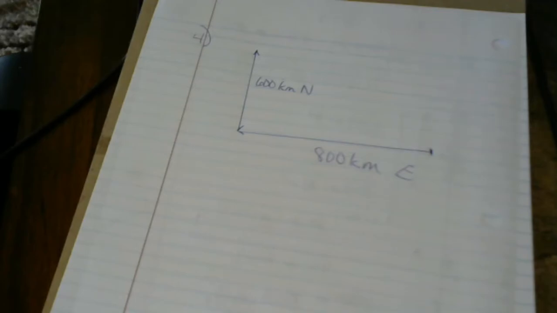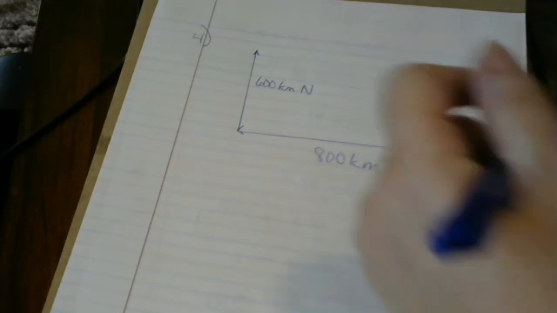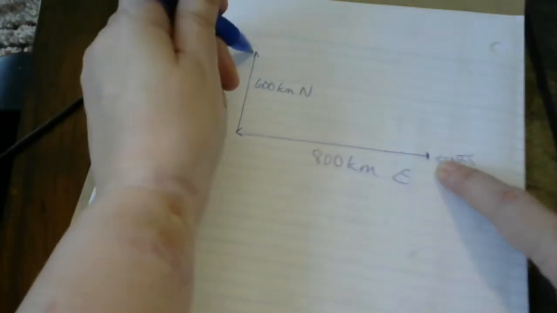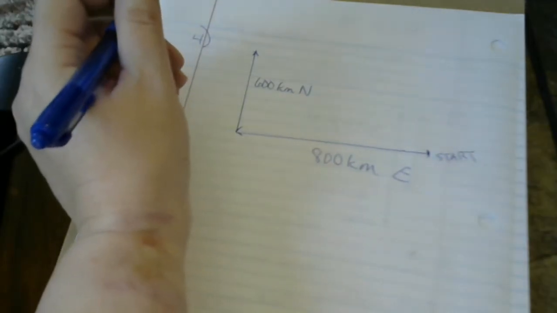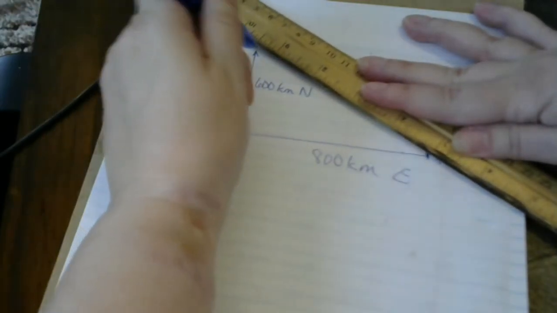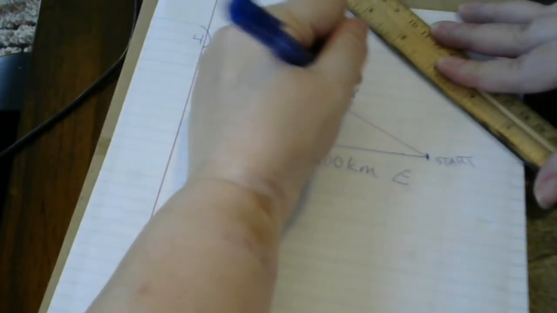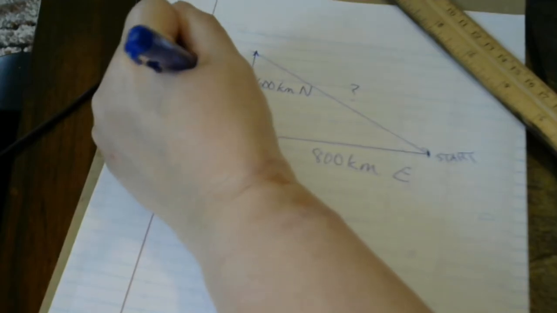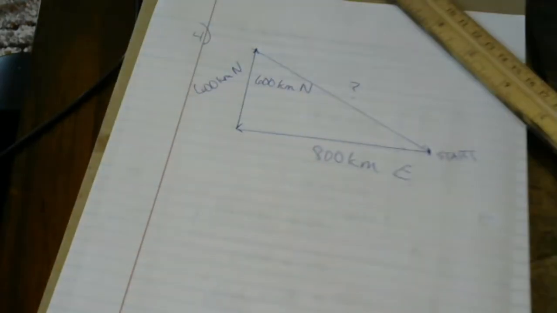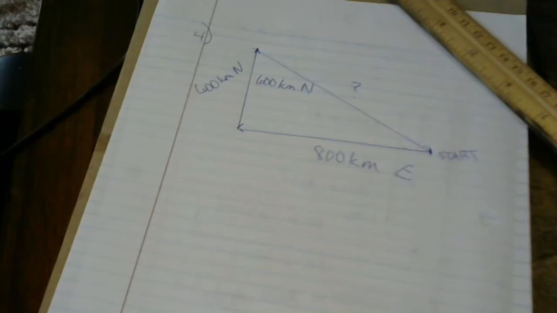Okay, so I want to know the total displacement. Now, you're looking at the displacement from start. You want to know how far it is from here to here, not how far you traveled. So it's going to be a little bit different. So what I want to do is find out what is the distance here. I want to know how far I am from start to right here. And I'm sorry, that was 600 kilometers north.